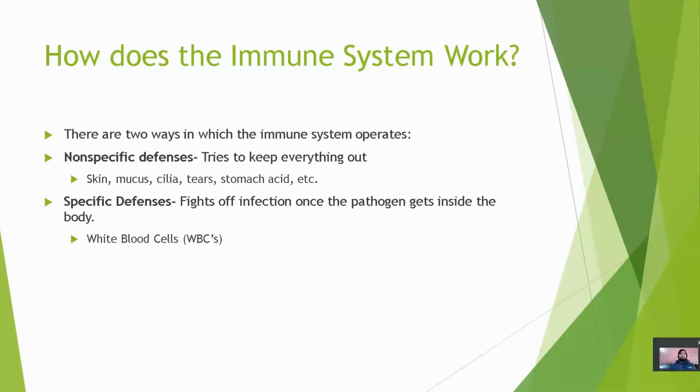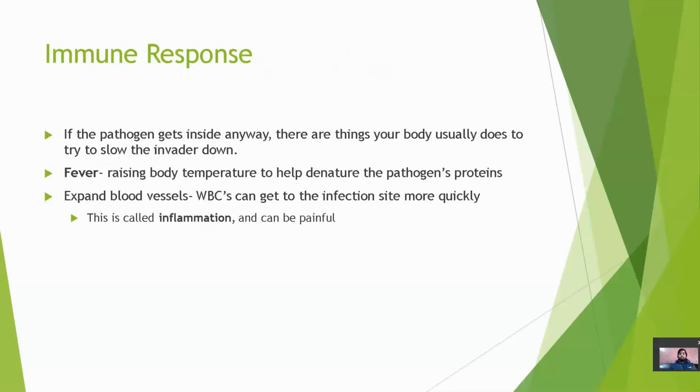How does the immune system work? There are two ways in which the immune system operates. One is non-specific defense and the other is specific defense. Non-specific defense tries to keep everything out, such as skin, mucus, cilia, tears, stomach acid, etc. Specific defenses fight off infection once the pathogen gets inside the body. That is related to WBCs, white blood cells.